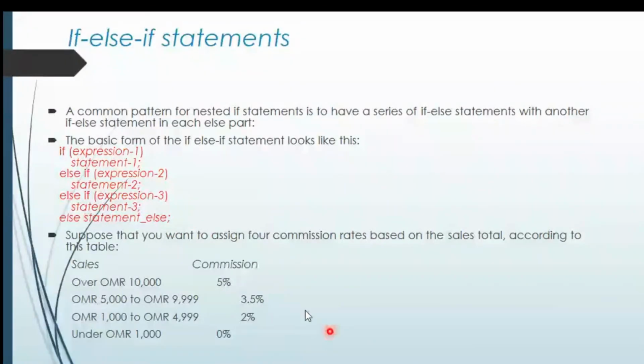So this is the syntax of your if-else if statement, or if-else if ladder. If the Boolean expression is true, take this statement. Else if this is also true, take this statement. Else if this is true, execute this statement. Otherwise, if all of these are false, then the else statement will be executed.